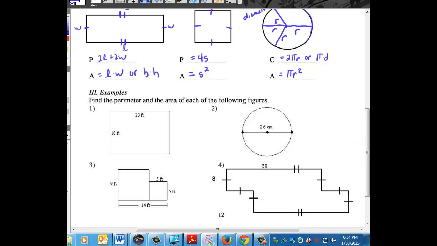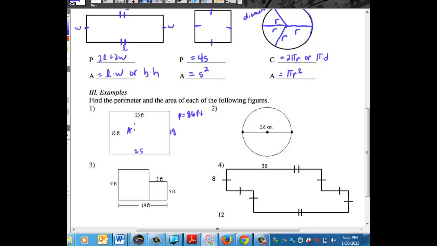First problem, if we want to find perimeter, we can add up all the sides. Since this length is 25, this has to be 25, this width is 18, this width is 18. We add up all the sides. 50 plus 36, perimeter is going to equal 86 feet.